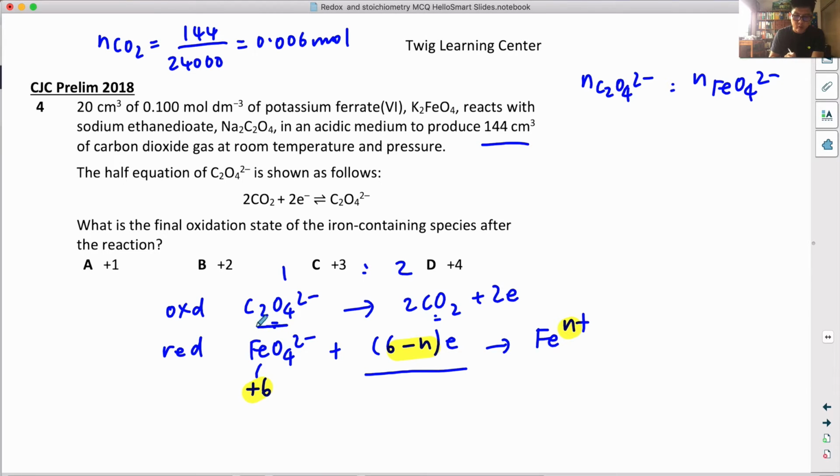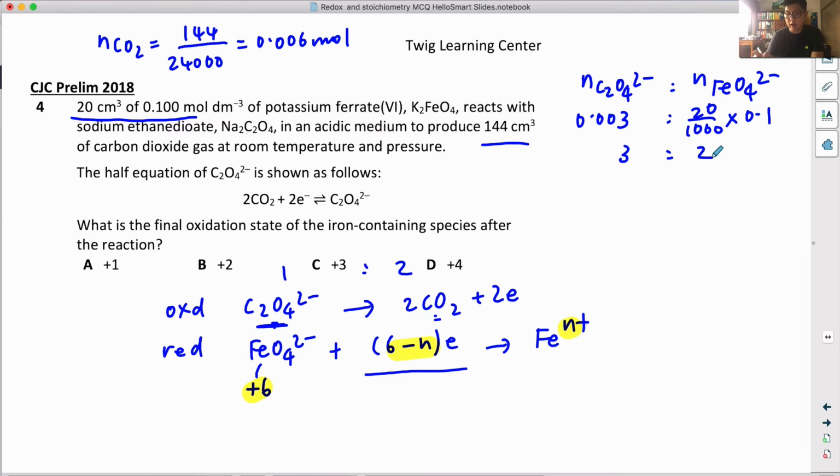So the number of moles of C2O4 will be half. So this will actually be 0.003. What's the number of moles of FeO4 2 minus? You can get it from here. It's actually 20/1000 times 0.1. So tell me what's the mole ratio. The mole ratio, if you simplify it, will be 3:2.